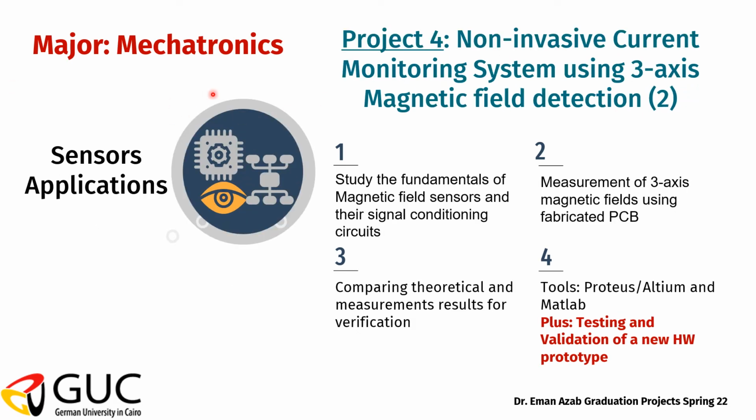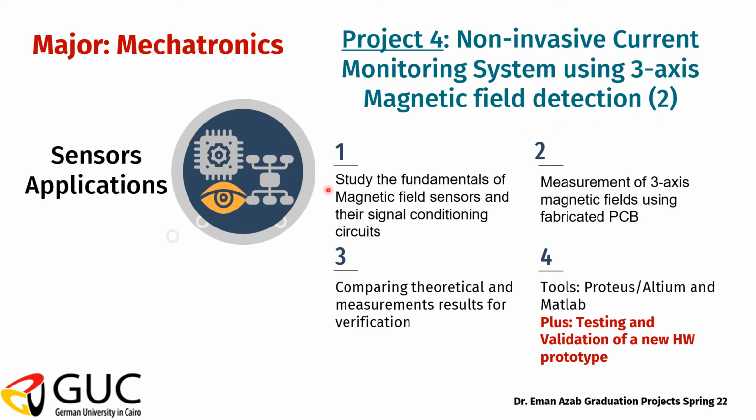The final project that I'm offering this semester is in the scope of sensors applications, and I'm going to focus on industrial applications. The fourth project is a non-invasive current monitoring system using a 3-axis magnetic field detection system. The basic idea here is to use magnetic field sensors to estimate the position and magnitude of the current without intercepting the circuit that the current is flowing in. It's designated with 2 because I'm offering this project as well to electronics majors. So we have 1 and 2, so we would ideally have 2 students working on the project.